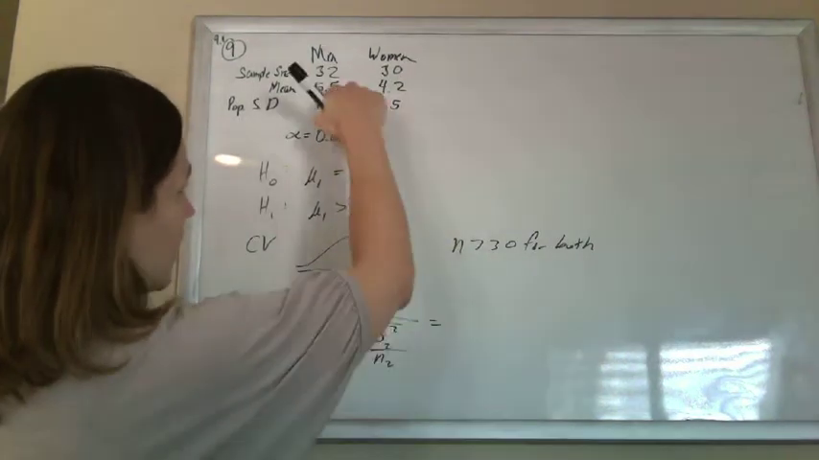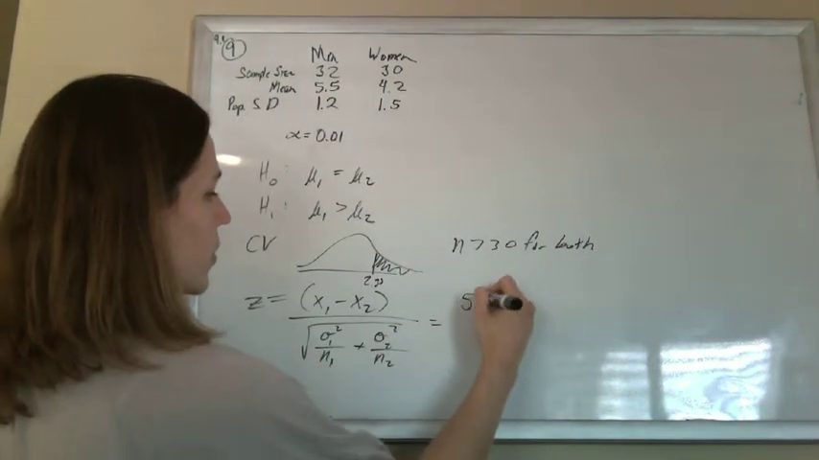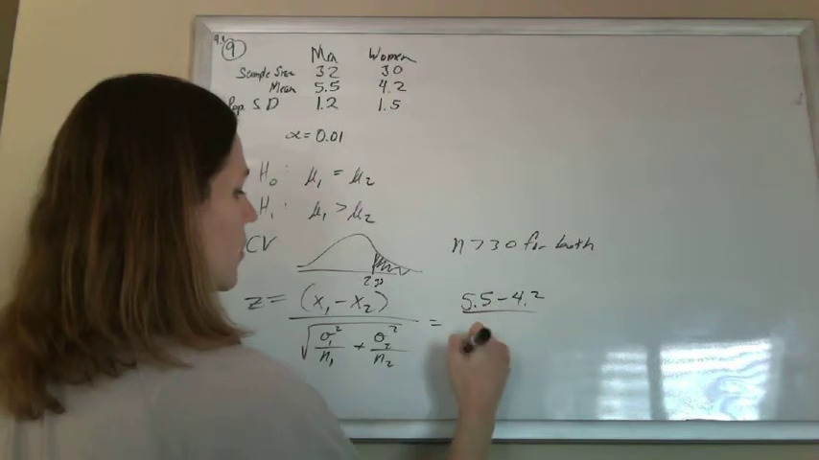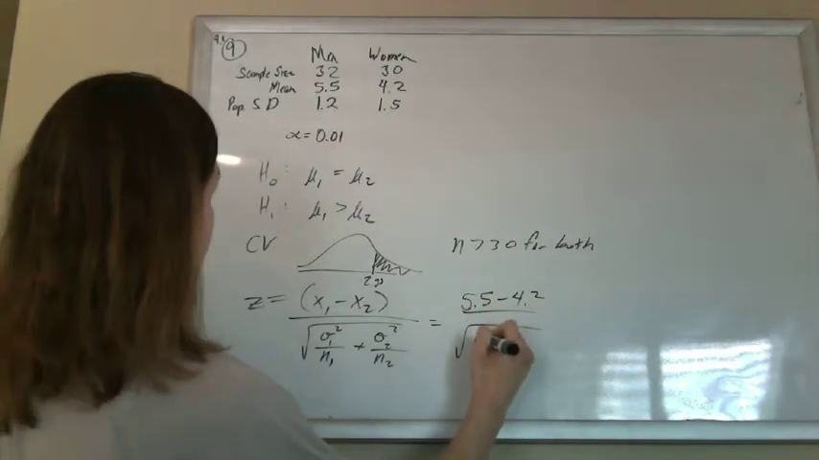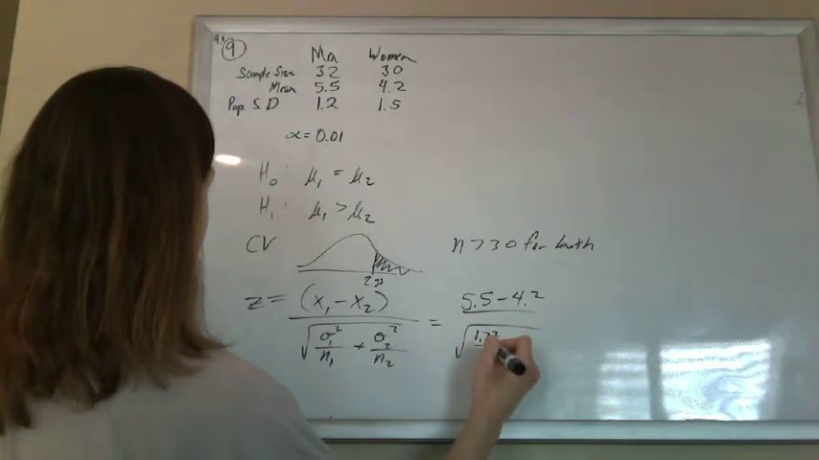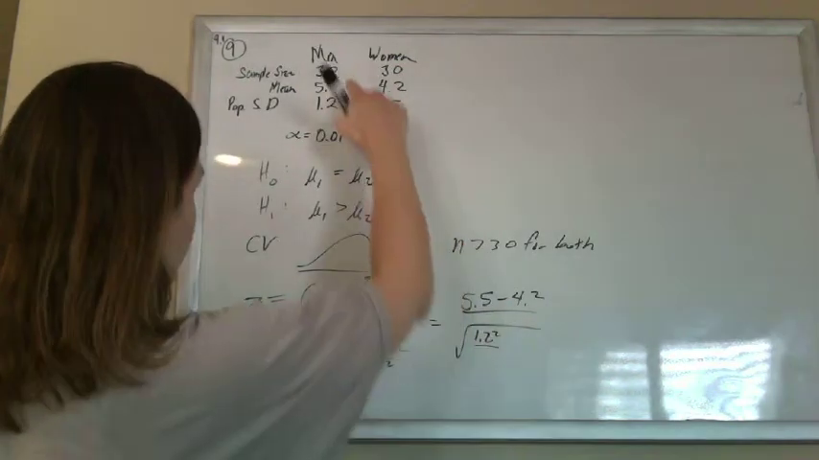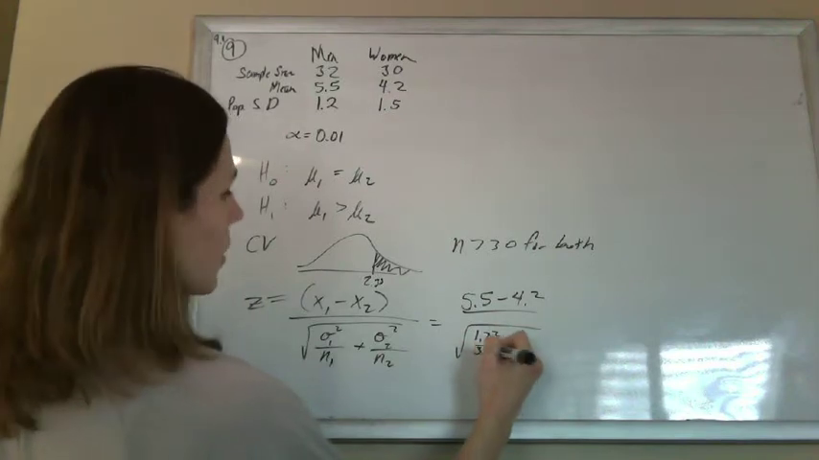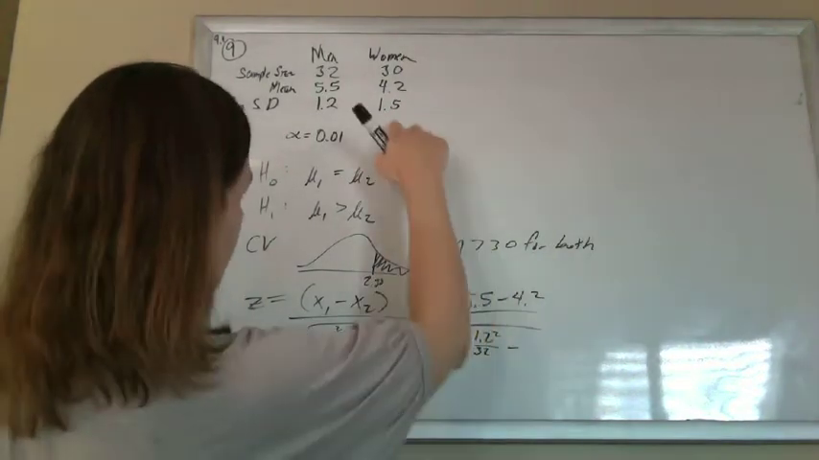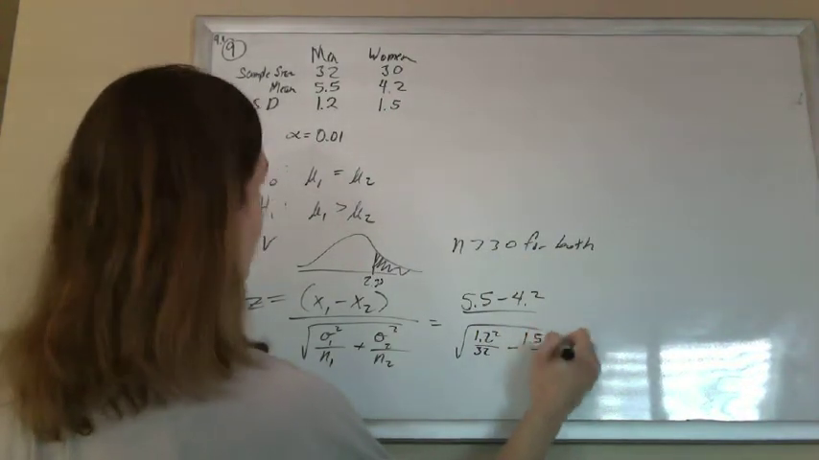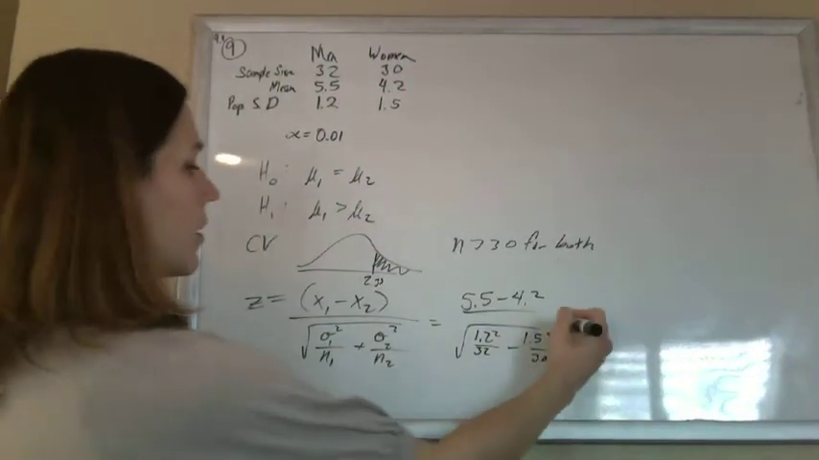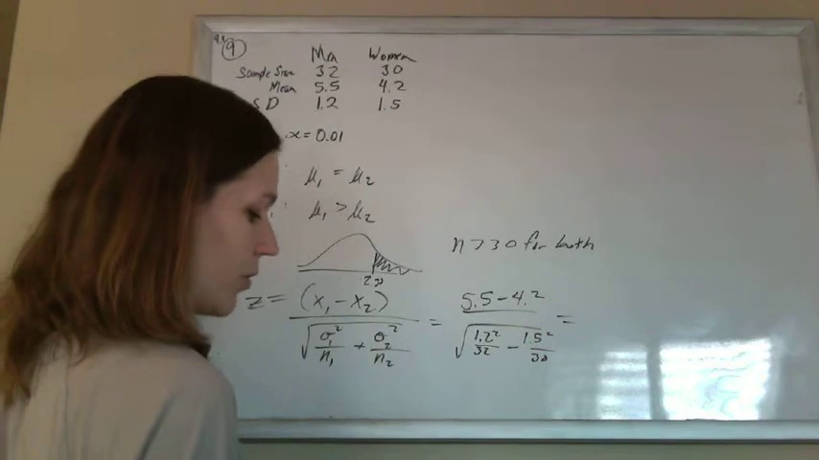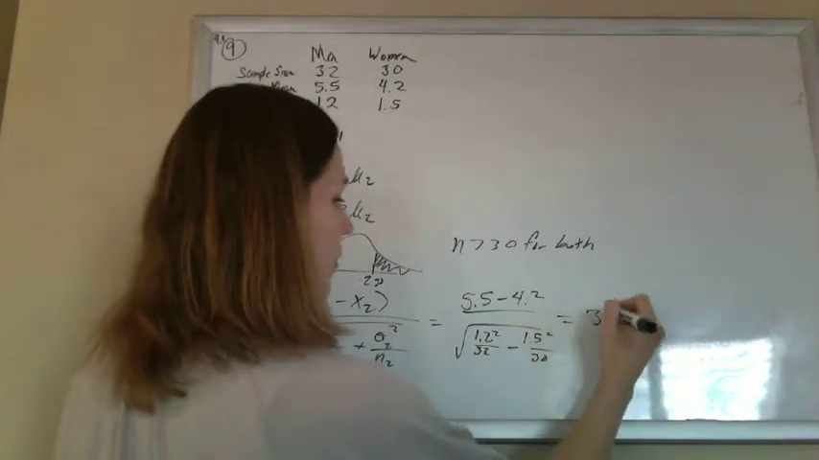So it's going to be the 5.5 minus the 4.2 all over the square root of 1.2 squared over 32, and then plus the 1.5 squared over the 30. So when you pop that in on a calculator, that's one that you should get 3.75 for.